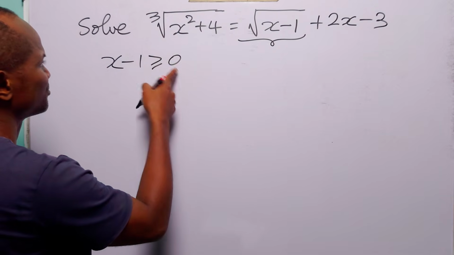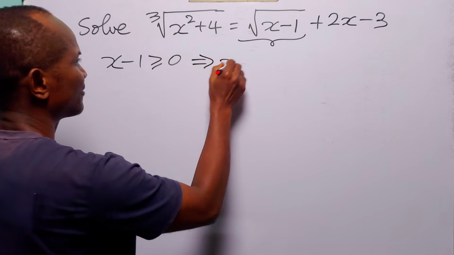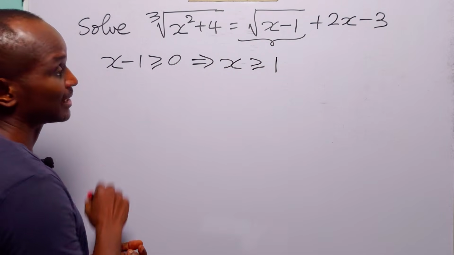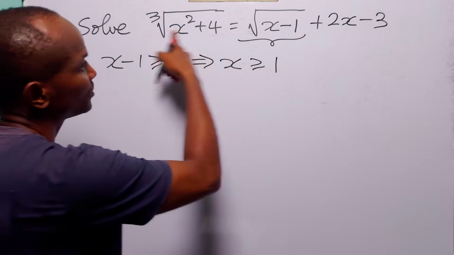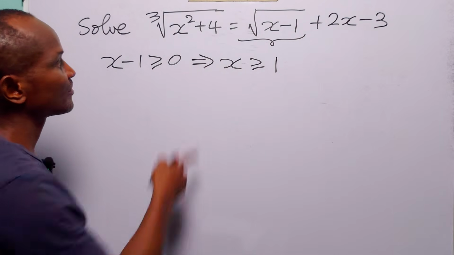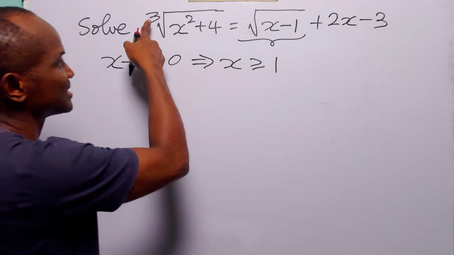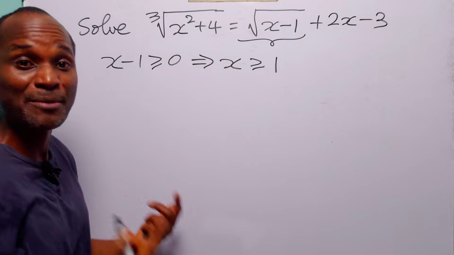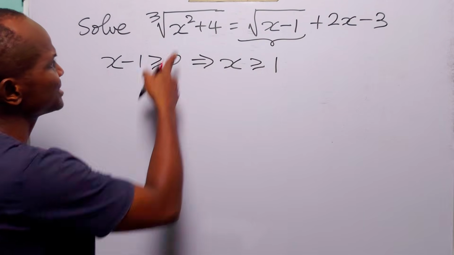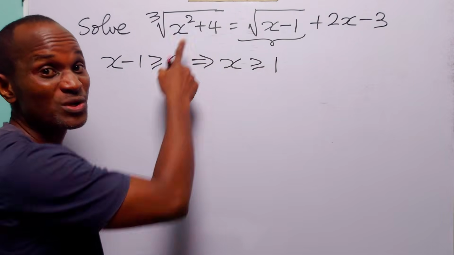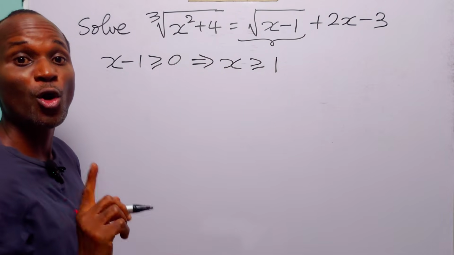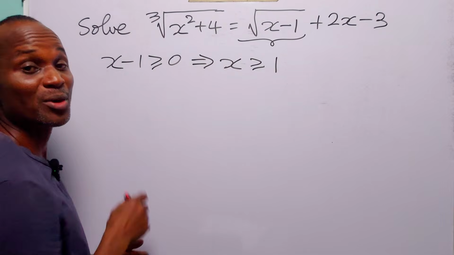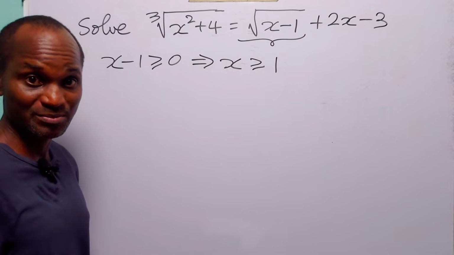Now, when we add 1 to both sides of this inequality, we have that x must be greater than or equal to 1. Now, with this out of the way, how do we even solve this problem? Trying to raise both sides of this equation to power 3 to get rid of this radical on the left-hand side will be very impractical. But notice that here we have x squared plus 4, which must always be positive for all real values of x. And you know that the cube root of a positive quantity will always be positive.